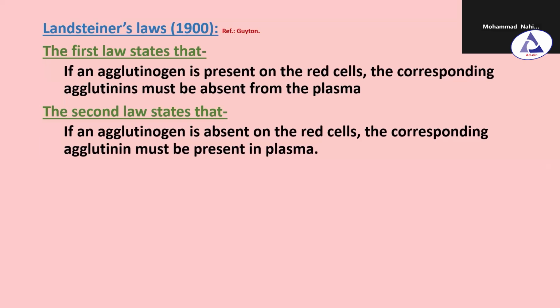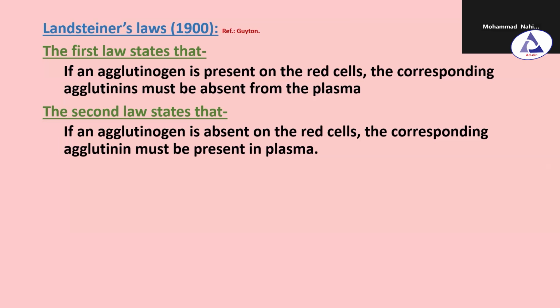The first law states that if an agglutinogen, that means an antigen, is present on the red cell membrane, suppose your red blood cell contains group-specific antigen A on its membrane, the corresponding agglutinin for antigen A will be alpha antibody or alpha agglutinin. So, according to the first law, if there is presence of antigen A, there will be absence of alpha antibody. That means there will be no alpha antibody in that individual's plasma.